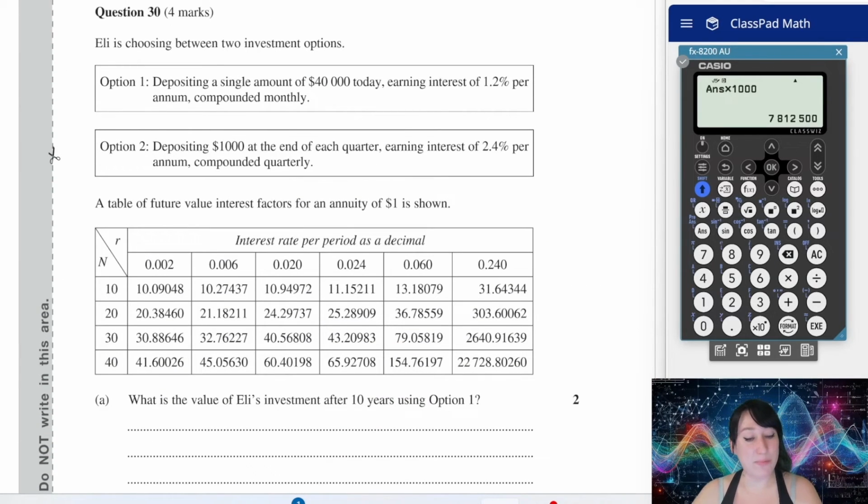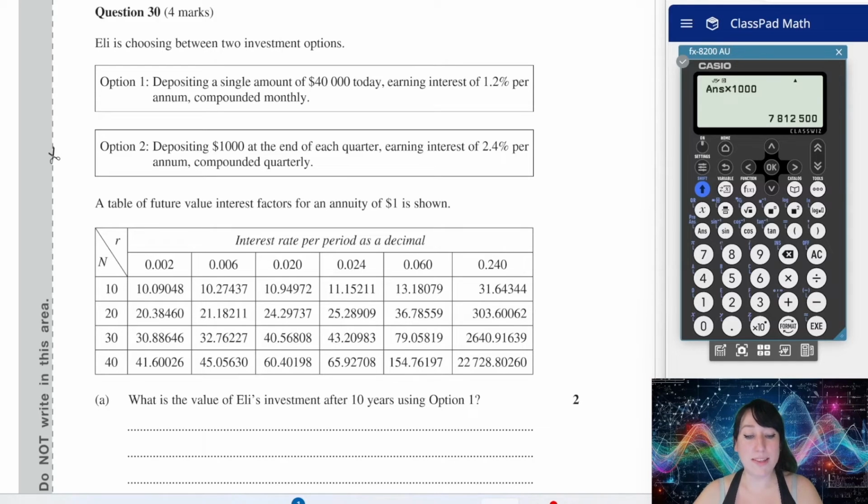Okay, question 30. Eli is choosing between 2 investment options. Option 1, depositing a single amount of $40,000 today, earning interest of 1.2% per annum compounded monthly. We see that single lump sum investment. That is a regular compound interest investment where we would use the compound interest formula.